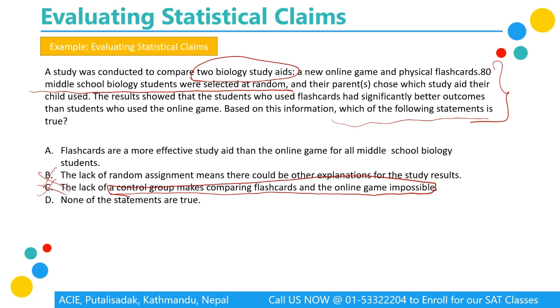Now, D says none of the statements are true. And A says flashcards are a more effective study aid than the online game for all middle school biology students. Although it was only conducted in a particular place, because it was taken at random, we know that it does make sense and that we can trust it. Therefore, A is going to be our correct answer. And since A is our answer, D, which says that the statements are not true, is automatically wrong.